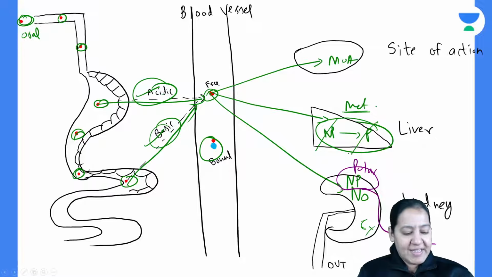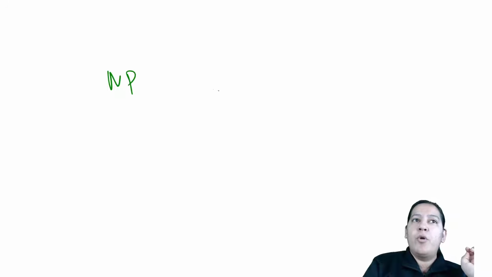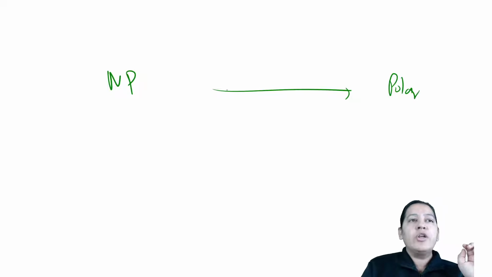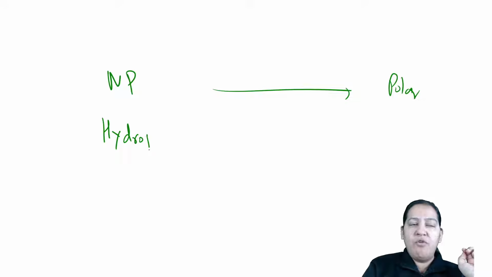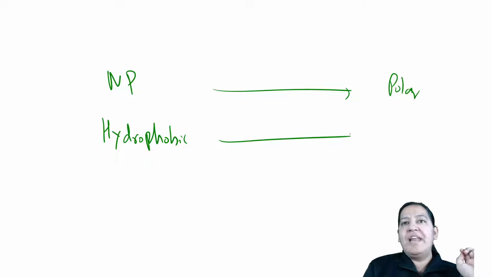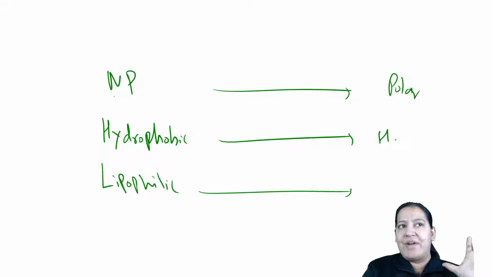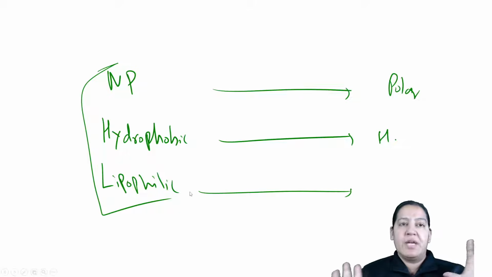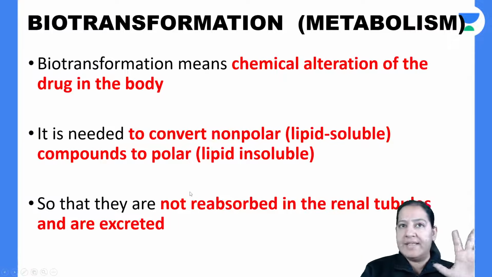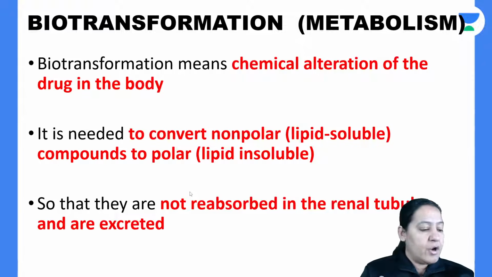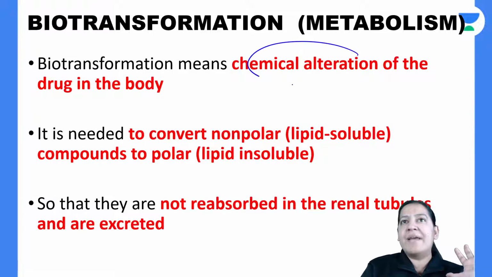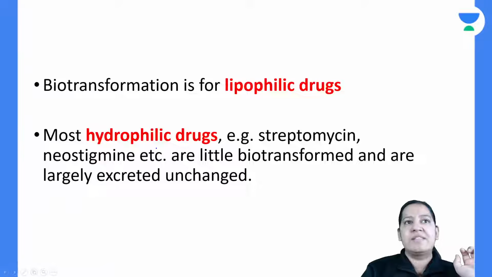So you can say either a non-polar drug to a polar drug, which is the definition, or a hydrophobic drug to a hydrophilic drug, or a lipophilic drug to a lipophobic drug. You can understand it, right? This is the definition of biotransformation we have already seen. I hope none of you have any problem understanding. There is a chemical alteration in the formula so that a non-polar drug can be converted into polar. We have seen this already.